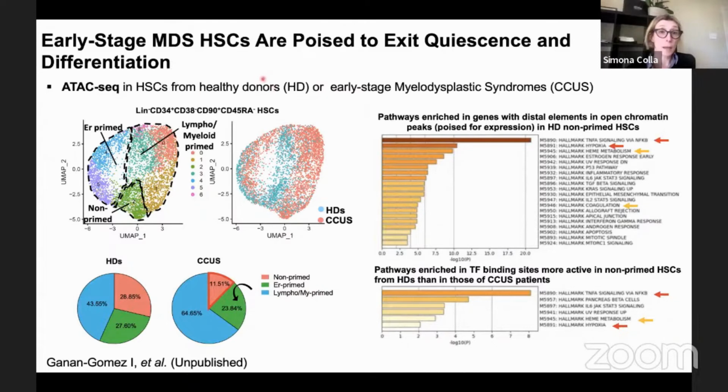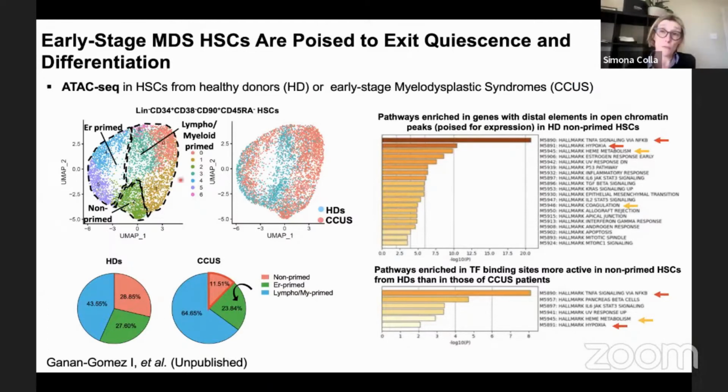early steps of myelodysplastic syndrome, such as CCUS. CCUS is a clonal cytopenia of undetermined significance, a pre-leukemic state. Our goal here was to try to understand how the stem cells are in the pre-leukemic state, because myelodysplastic syndrome is a disease that is incurable. So our idea was, let's see before it becomes a full disease. Can we target the disease at the early stage?